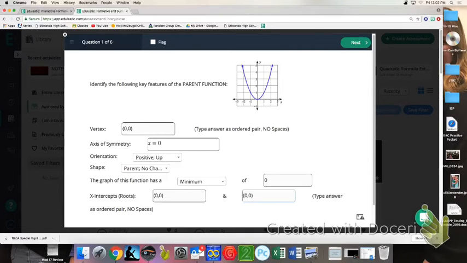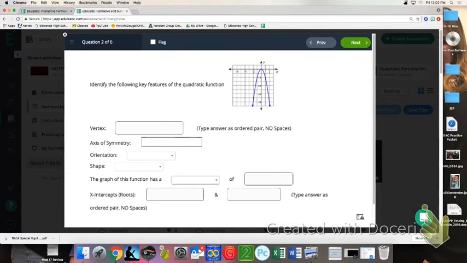So, we're just going to be looking at graphs and filling out this information. Let's go to the next question. My graph has changed. Do you see that? What is my vertex? Is my vertex still at 0, 0? Yes. So I'm going to go ahead and type in 0, 0 in parentheses.